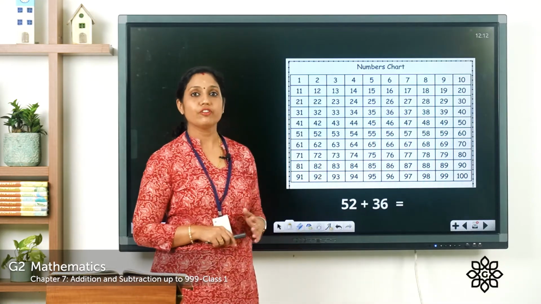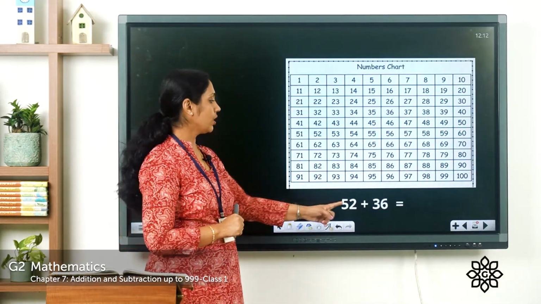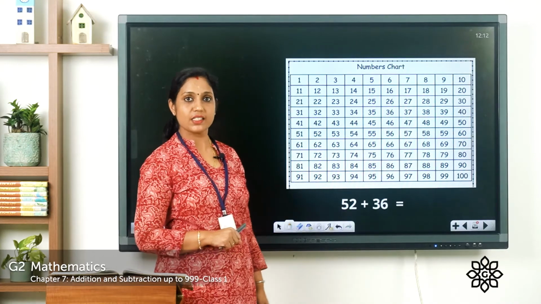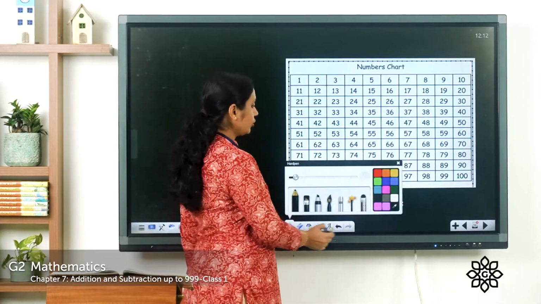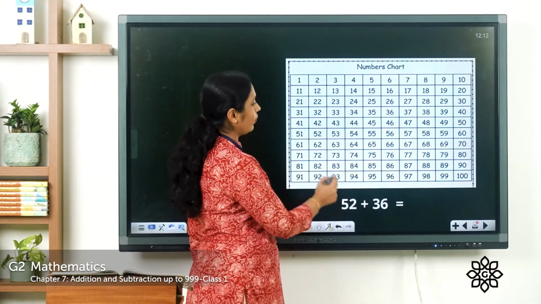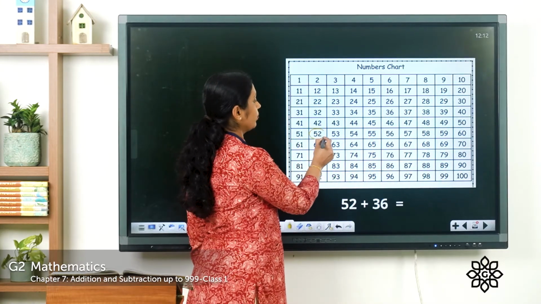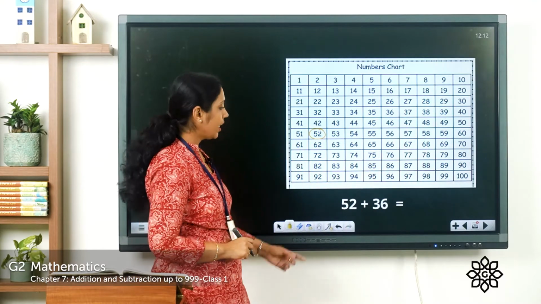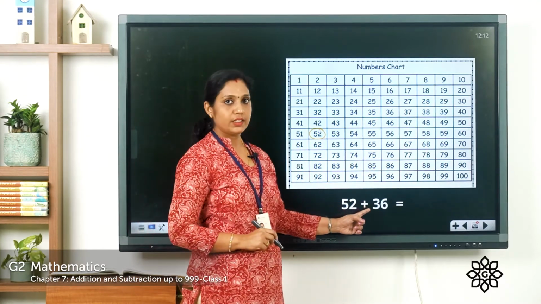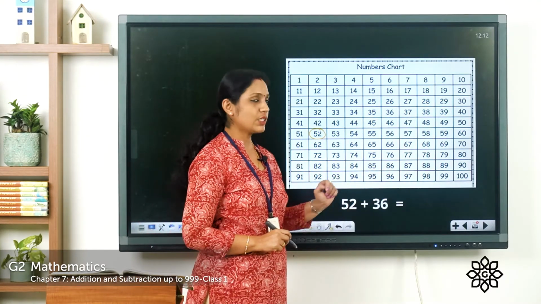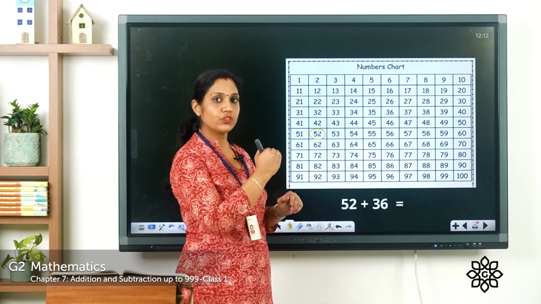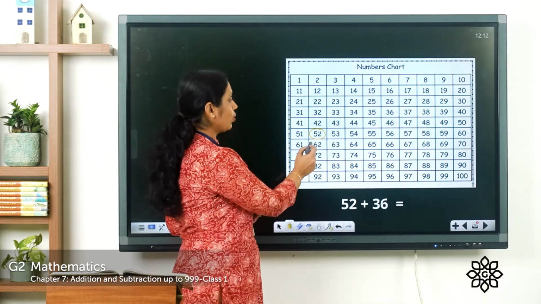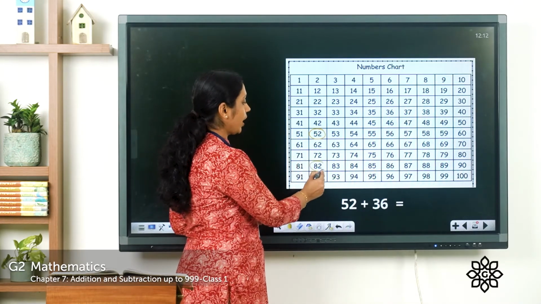Next we have 52 plus 36. So let's take the first addend, that is 52. So first let's find out where is the number 52. And then look at the second addend, that is 36. And in the number 36 we have 3 tens and 6 ones. So we have to move 3 steps downwards. So 1, 2, 3, you reach the number 82.